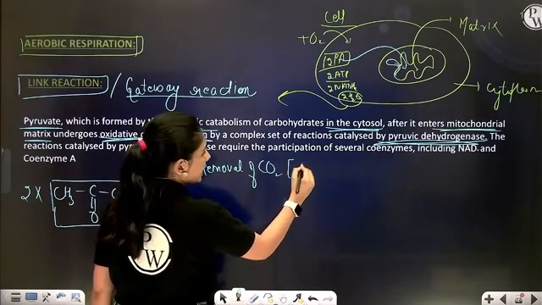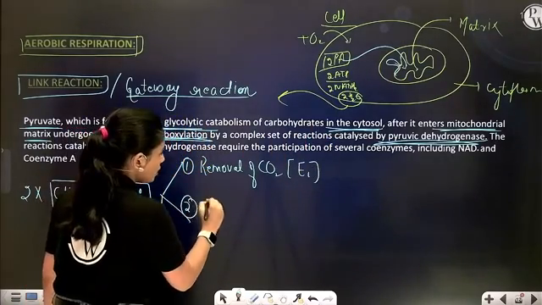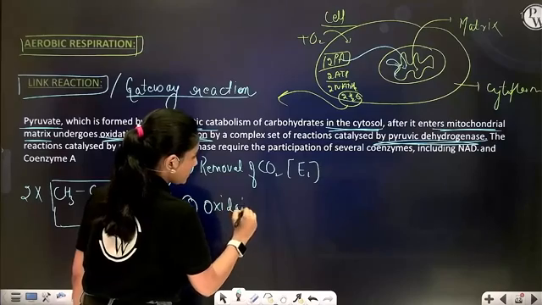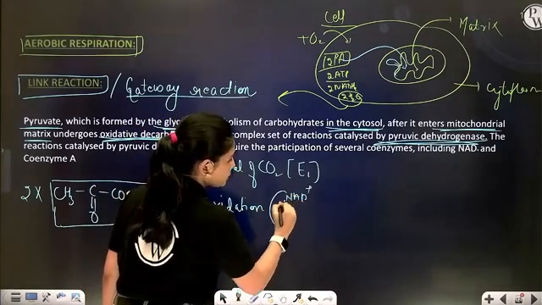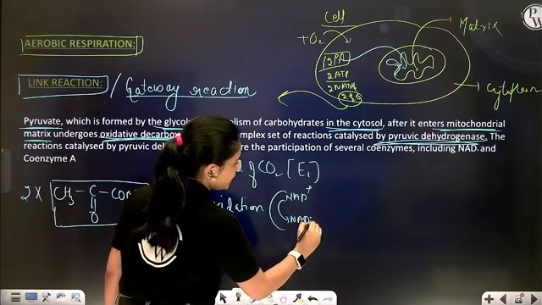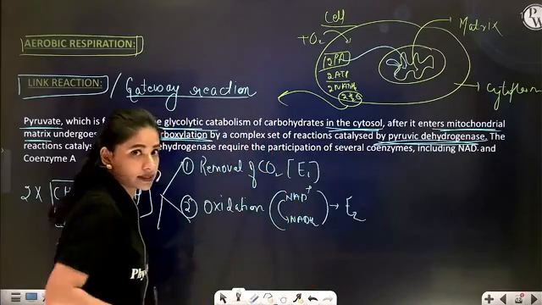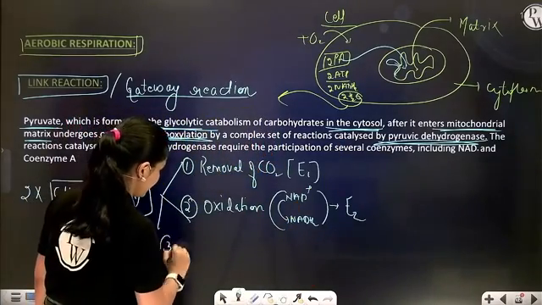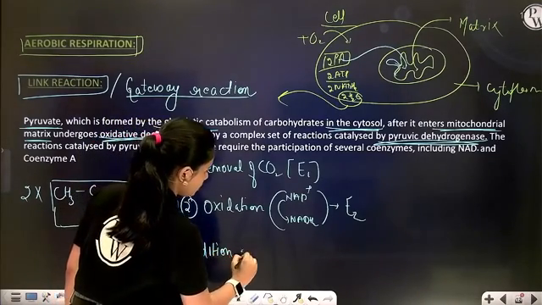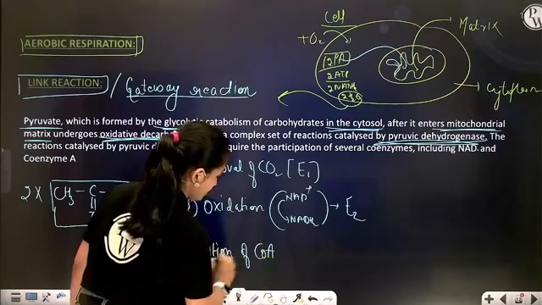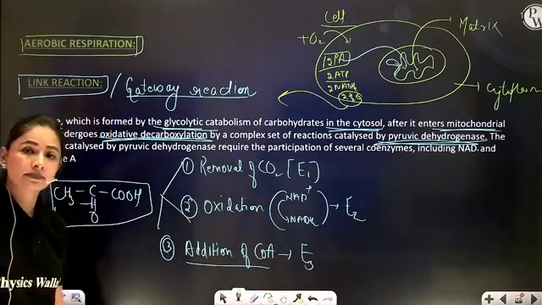Decarboxylation is done with the help of the E1 component of the enzyme. Number 2, oxidation. The oxidizing agent will be NAD positive. It will get reduced into NADH2. This is done with the help of the second component of the enzyme. And the third function is addition of coenzyme A, and this is done by the third component of the enzyme, right?